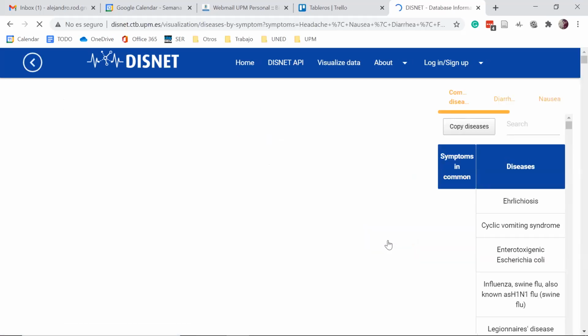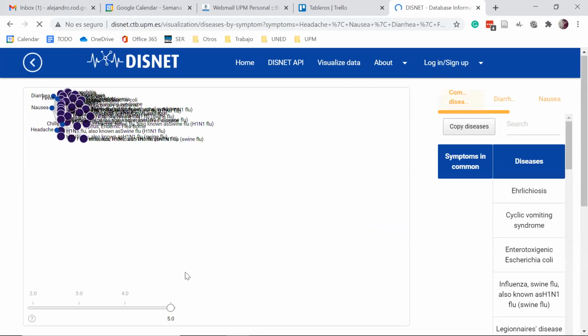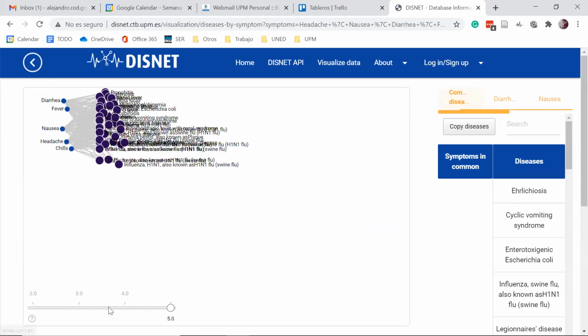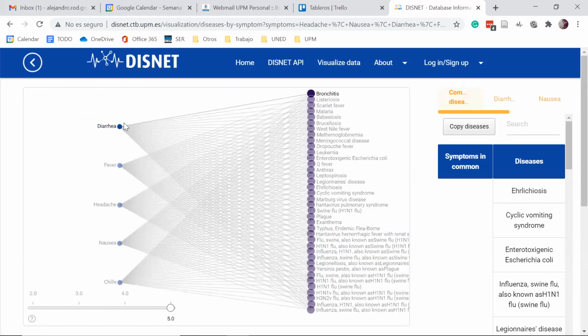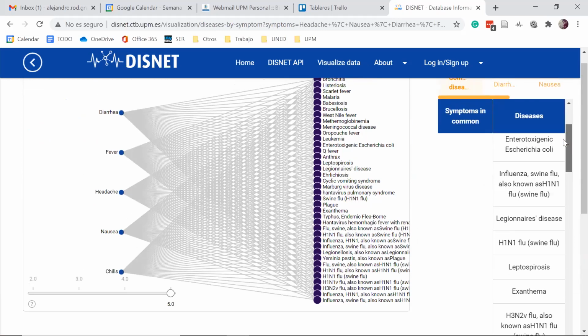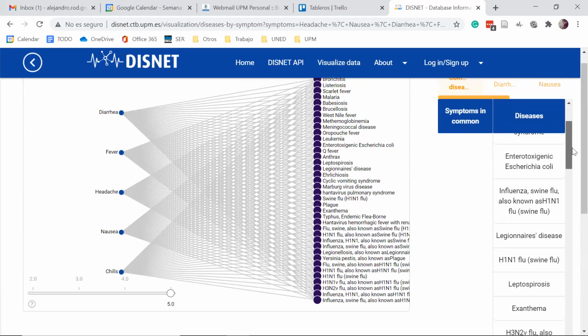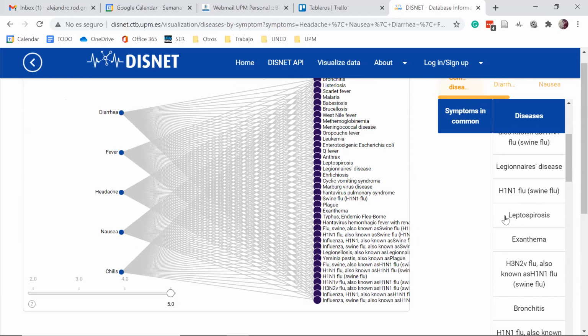What this is intending to provide here is the diseases. The visualization shows the diseases that have each of the symptoms, but we can also see the combination. So chills, diarrhea, fever, headaches, and nausea, it's all these diseases, including, by the way, the leptospirosis that I had. So this is an example of the use in the context of a diagnosis system, because you introduce the symptoms and it tells you all the ones that are in common.